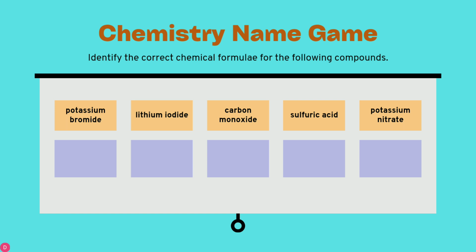Chemistry name game. Identify the correct chemical formulae for the following compounds and write their names in the comments below. Potassium bromide, lithium iodide, carbon monoxide, sulfuric acid, potassium nitrate.